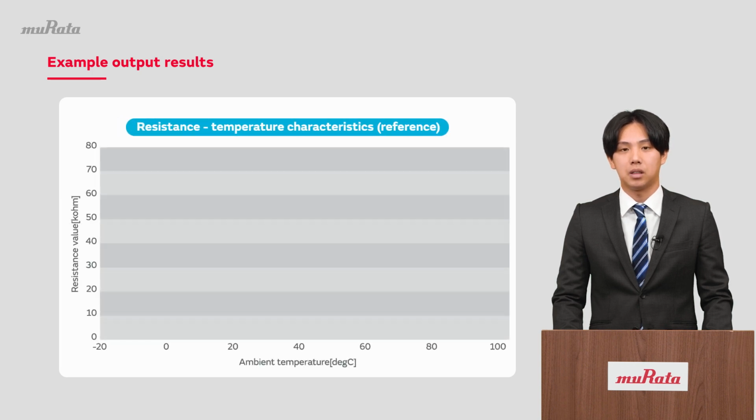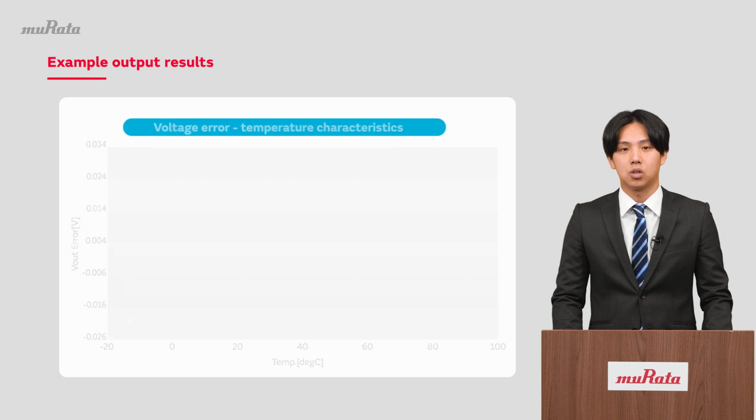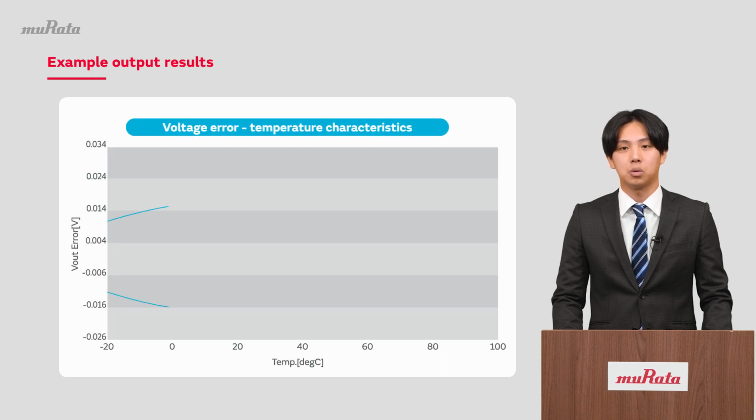The third is a graph showing the relationship between resistance value and temperature. This also shows the effects of tolerance of resistance and the B constant due to the temperature of the thermistor. The fourth is a graph showing the relationship between voltage error and temperature. It shows unevenness in the voltage output to Vout due to tolerance in thermistors, resistors, and power supply voltage.